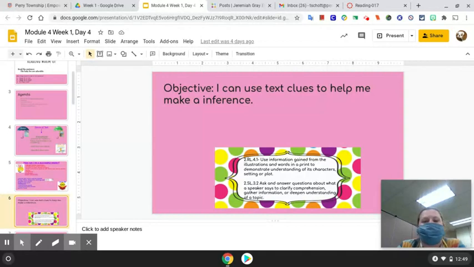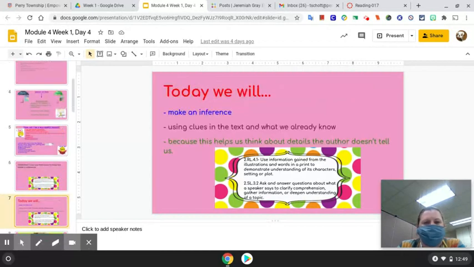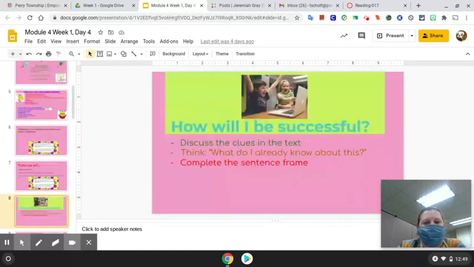Objective. I can use text clues to help me make an inference. Today we're going to make an inference by using clues in the text and what we already know from our backpack. And why do we do this? We do this because it helps us think about the details the author doesn't tell us. So the author isn't going to write every single detail. Sometimes we'll have to make inferences to figure out what the author wants us to know.